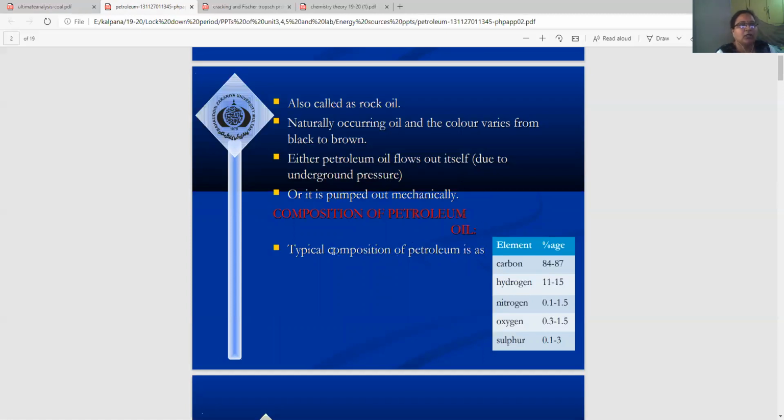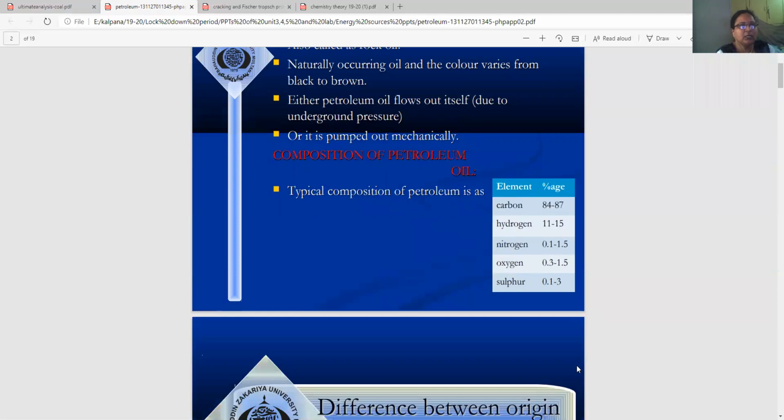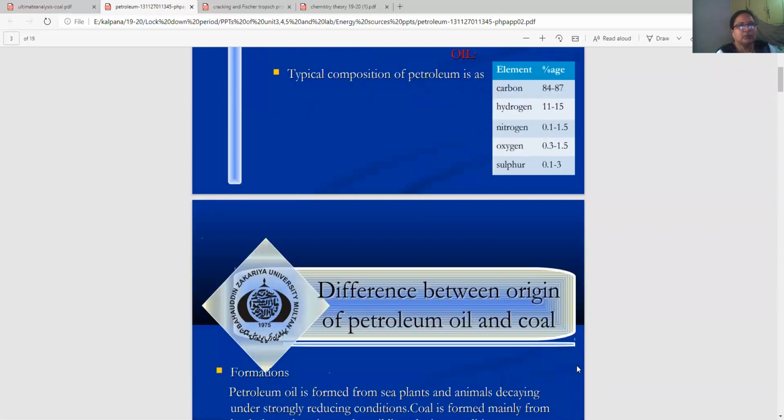Now the typical composition of petroleum is as follows: carbon 84 to 87 percent, hydrogen 11 to 15, nitrogen 0.1 to 1.5, oxygen 0.3 to 1.5, and sulfur 0.1 to 3. So this is the actual composition of petroleum, or crude oil, or rock oil.